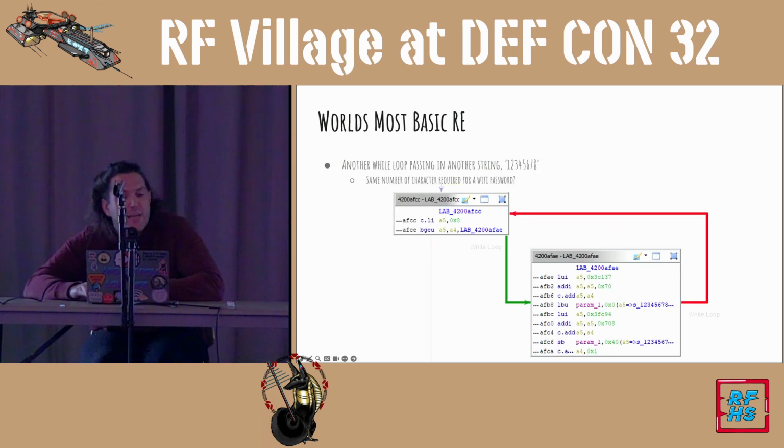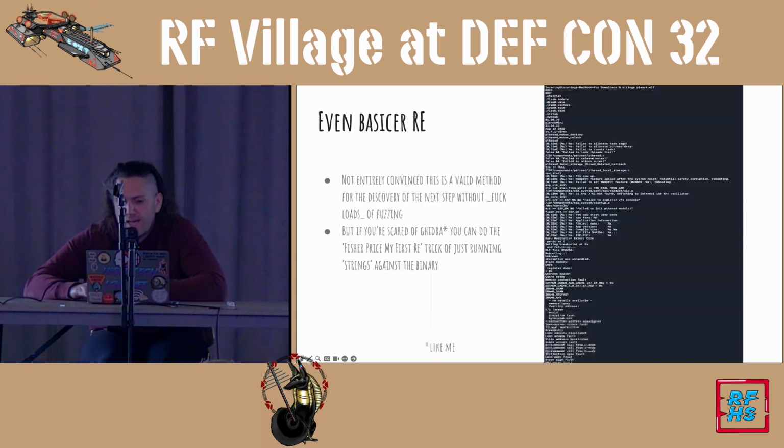So as I kept going, it turns out that there's another while loop passing in the string 1, 2, 3, 4, 5, 6, 7, 8, which, if you've done Wi-Fi stuff for long enough, you recognize that 8 characters is the minimum amount of characters that you need in order to have a valid Wi-Fi password. And so we've got a while loop where we're doing some stuff with Evowera, and we're doing some stuff with 1, 2, 3, 4, 5, 6, 7, 8.